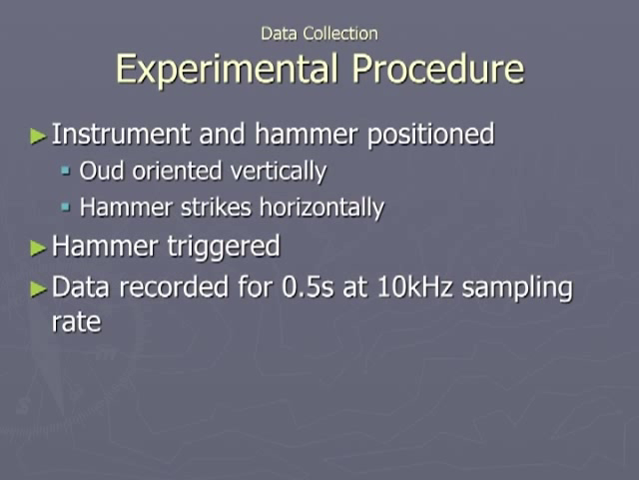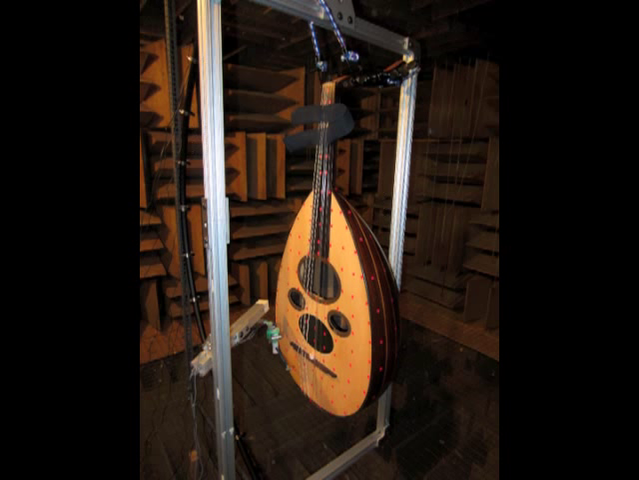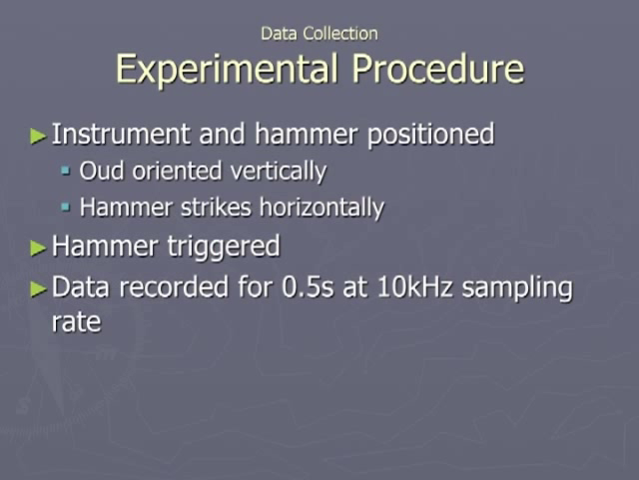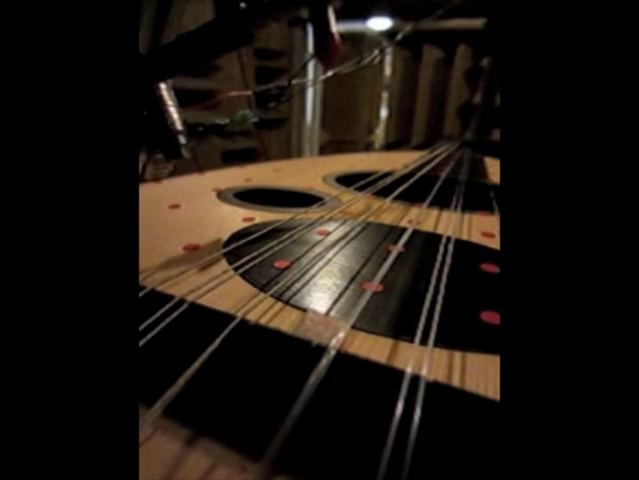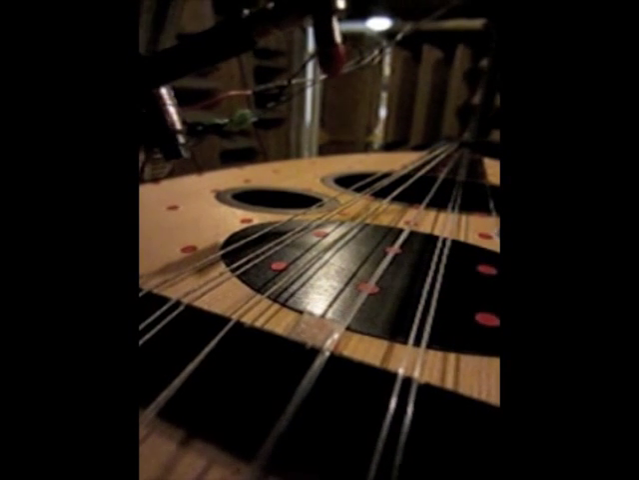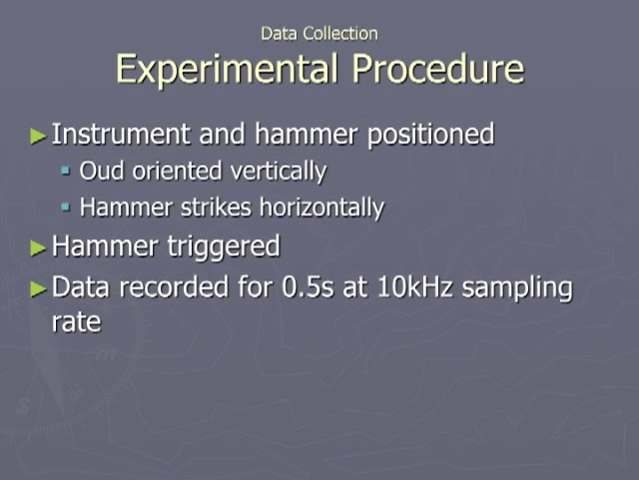The first step in taking a set of measurements is to position the instrument and impact hammer within the frame. For the soundboard source map data, the instrument is oriented vertically in the hoop, with the impact hammer striking horizontally. The instrument is placed so that the soundboard of the instrument lies in the hoop plane. With the instrument and hammer in place, we now trigger the impact hammer. The impact hammer strikes a point on the soundboard just above the bridge, causing the instrument to resonate. The microphone data is then recorded by the computer, which records for half a second at 10 kHz and writes the results to the file for analysis.